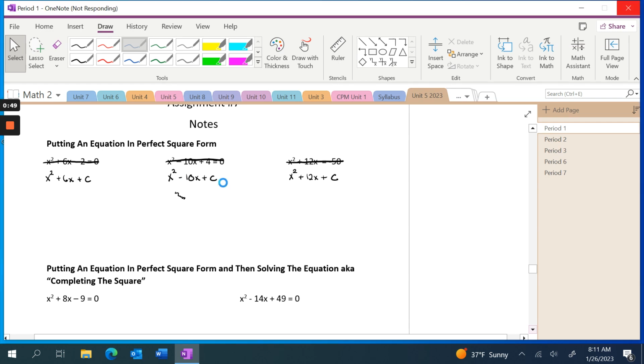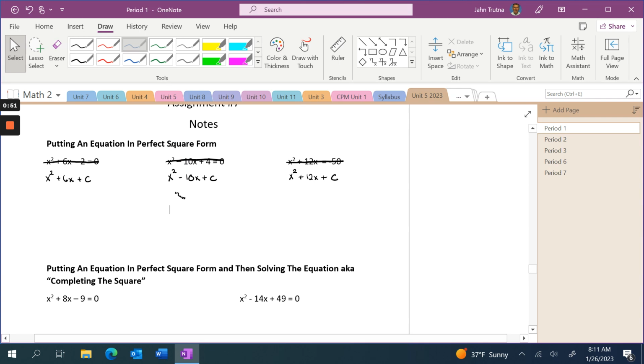Okay, and what we're going to do is we're going to learn how to put equations in what we call perfect square form here. Okay, and perfect square form is a particular type of equation that we're going to use in order to solve equations in the next section here. Okay, and it's a pretty simple process of putting an equation in what we refer to as perfect square form.